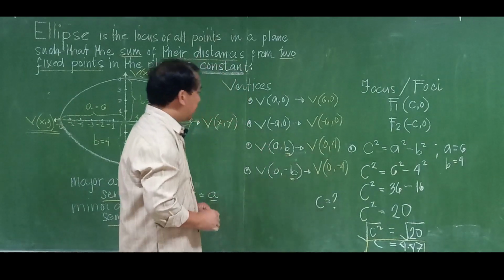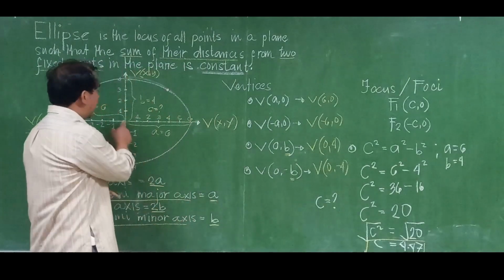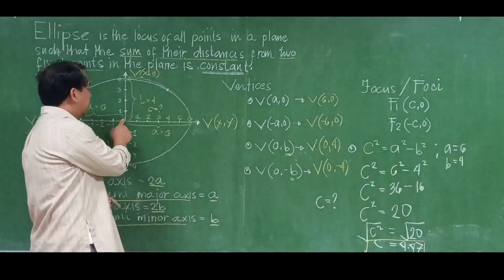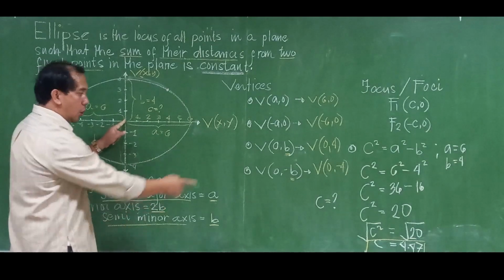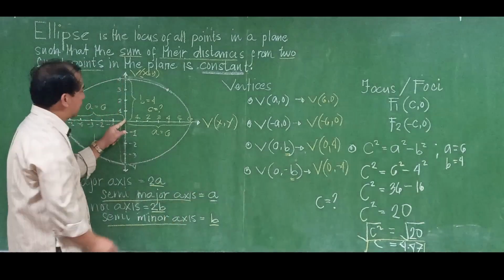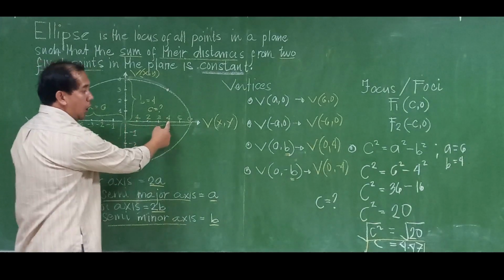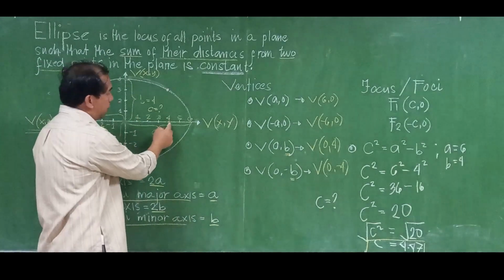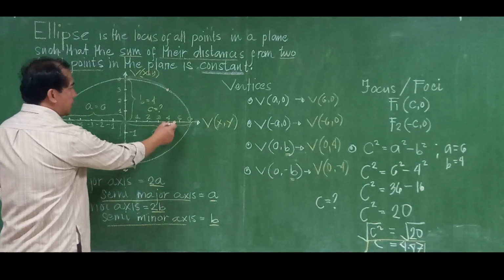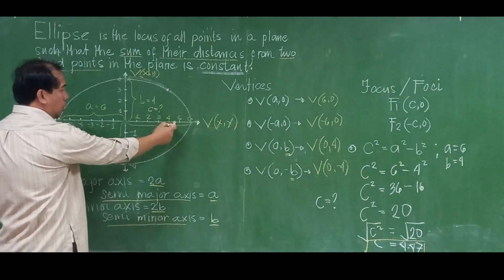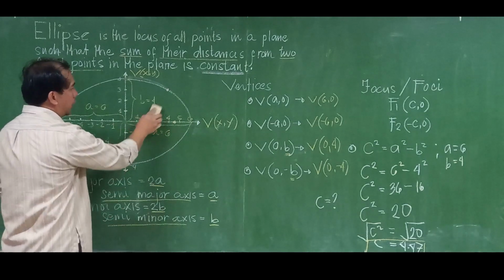Okay? Why? Because the C is actually a segment measured from the center of the ellipse going to the expected focus using the 4.47. Now where is that? That is 1, 2, 3, 4. 0.47 is almost half. So most probably our focus is located in here. From this point, going to the center is the measure now of our C.